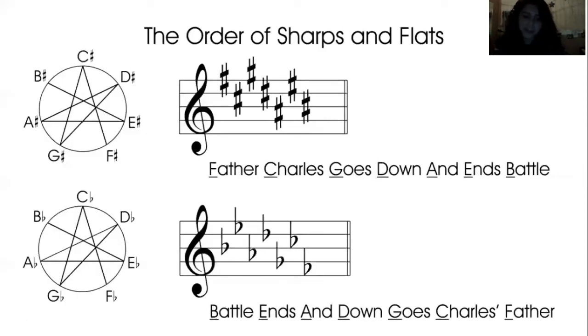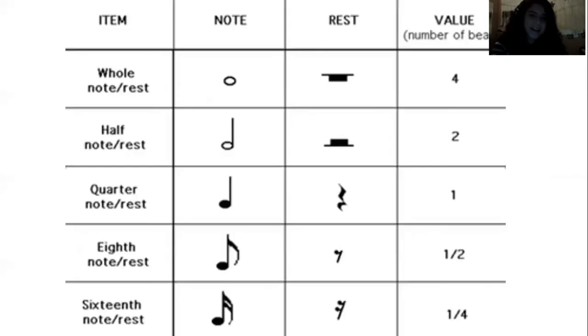Now we are going to talk about the notes. Each note has a specific duration, which is counted in beats. This is the whole note and its rest. They're equal to 4 beats. And this is a half note, its rest, and they're equal to 2 beats. So the quarter note, its rest, is equal to 1 beat.